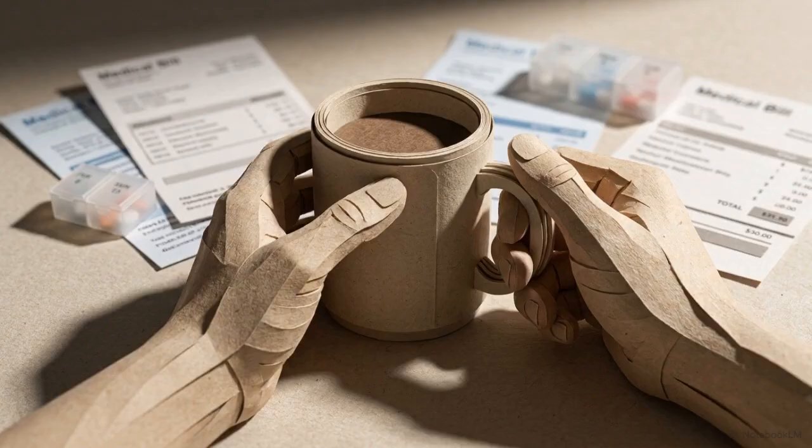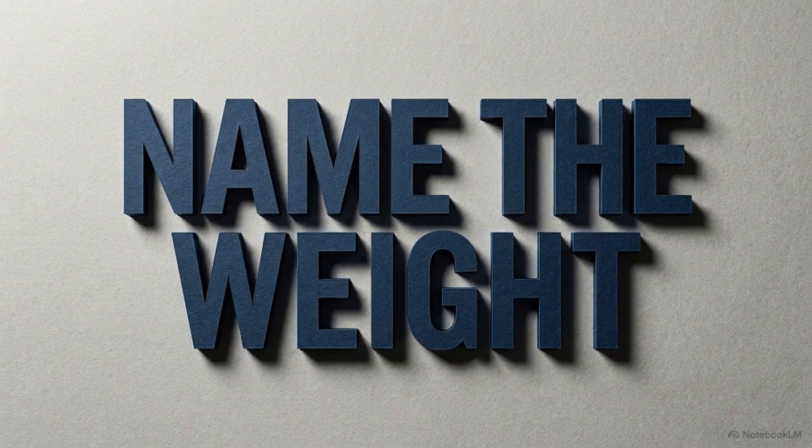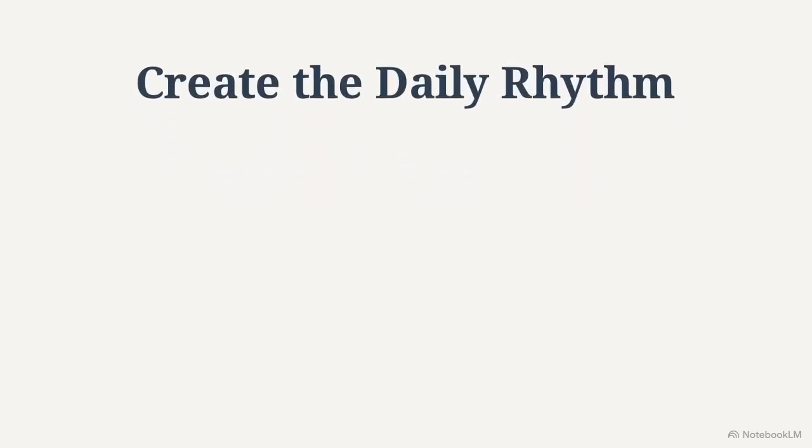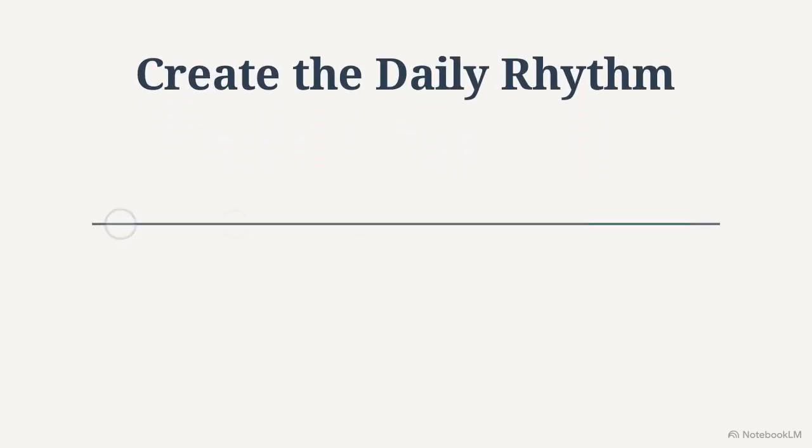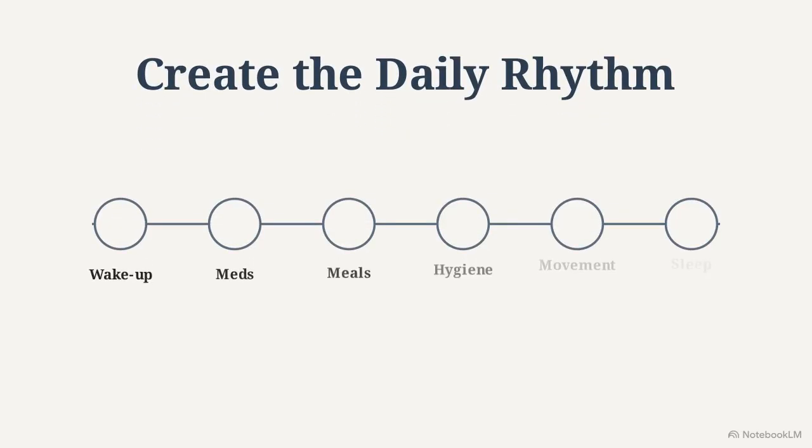Select exactly who you are caring for, and then identify your single heaviest caregiving burden. Explicitly naming a specific stressor is the mandatory first step to neutralizing it. We build your system using the CARE protocol. This timeline shows C, create the daily rhythm. It gives structure to an open day.